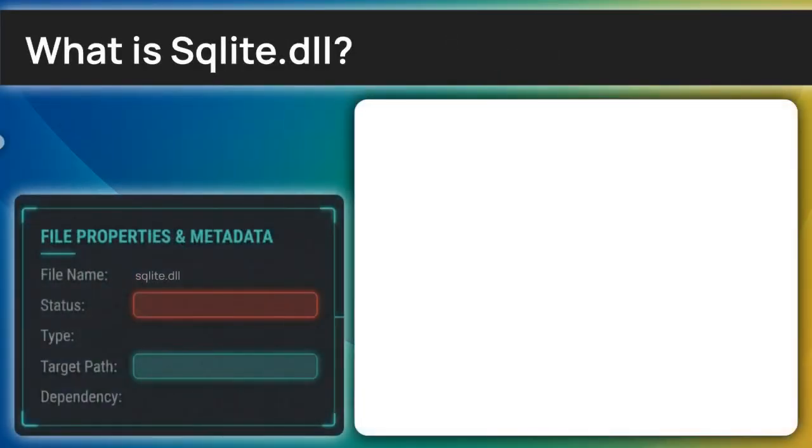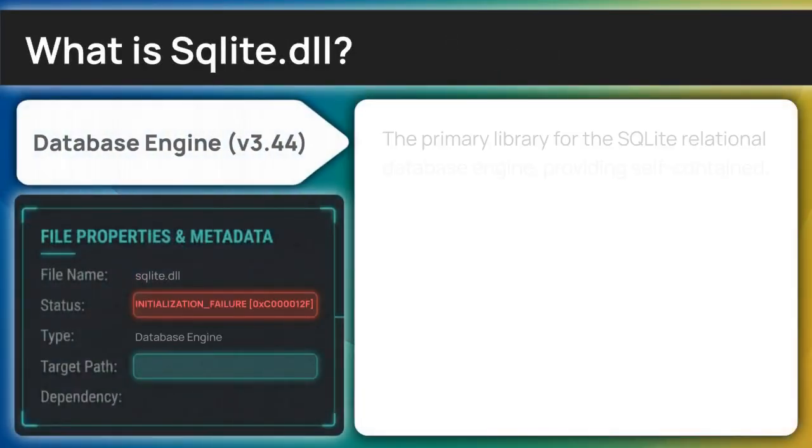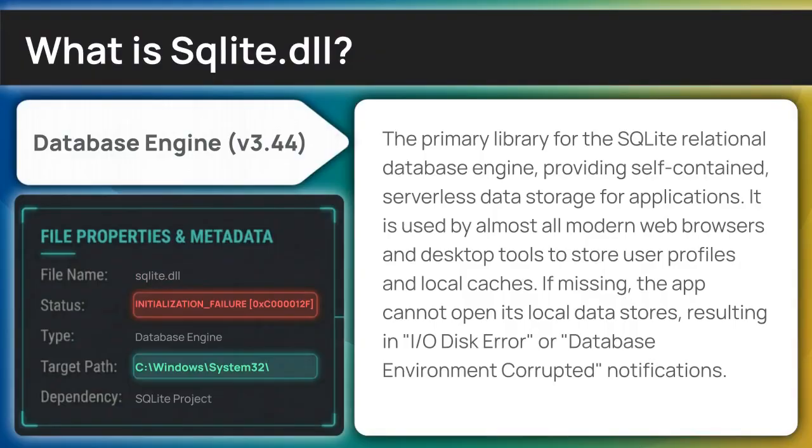This is the SQLite Database Module, the primary library for the SQLite Relational Database Engine, providing self-contained serverless data storage for applications. It is used by almost all modern web browsers and desktop tools to store user profiles and local caches. If missing, the app cannot open its local data stores, resulting in input-output disk error or database environment corrupted notifications. Now that the background is clear, let's walk through the actual installation steps.